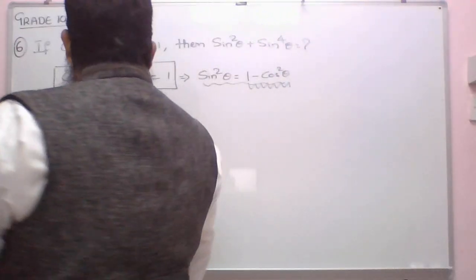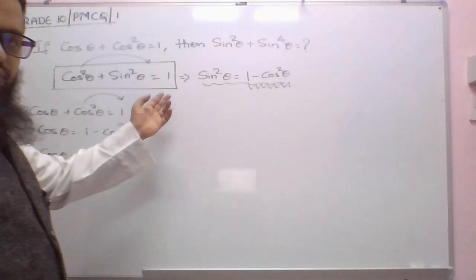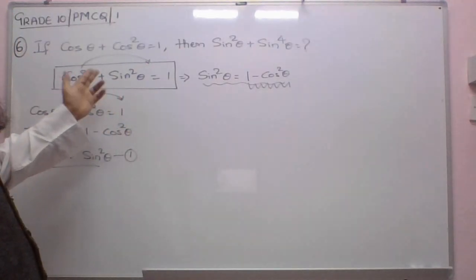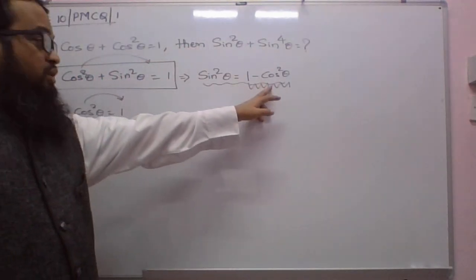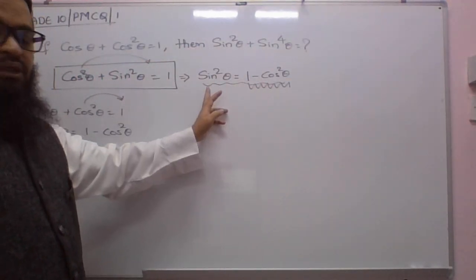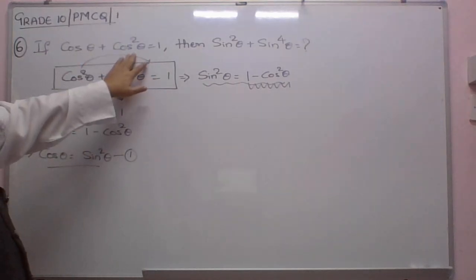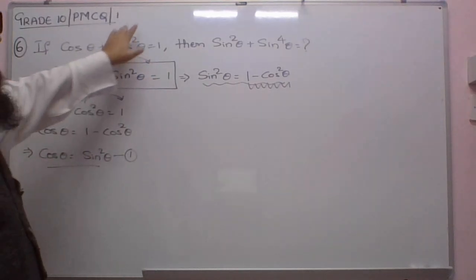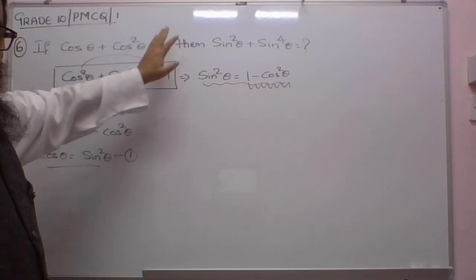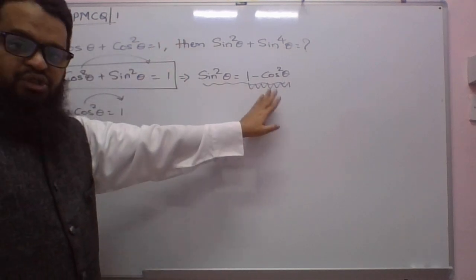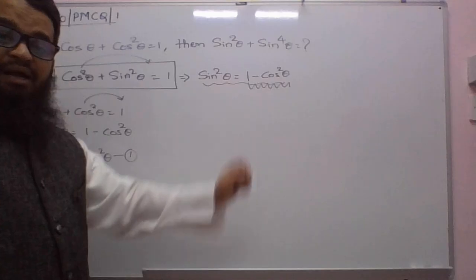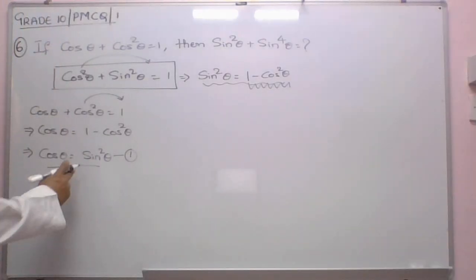So now, because we do so many problems, I got from identities that 1 minus cos square theta will be sin square theta. So when I saw this cos theta plus cos square theta, the first thing which came into mind is, if I send cos square theta to other side, it is 1 minus cos square theta, which is from identities. Is it right? So now I got cos theta is equal to sin square theta.